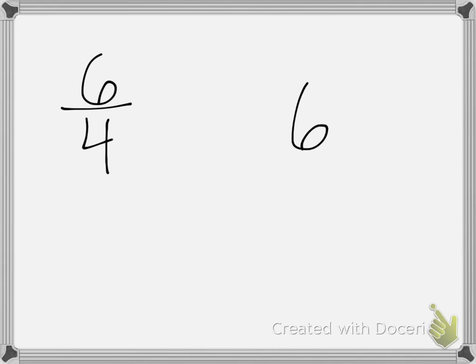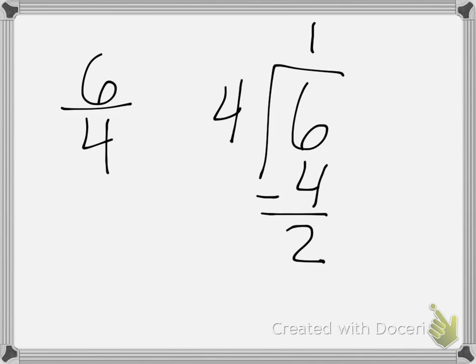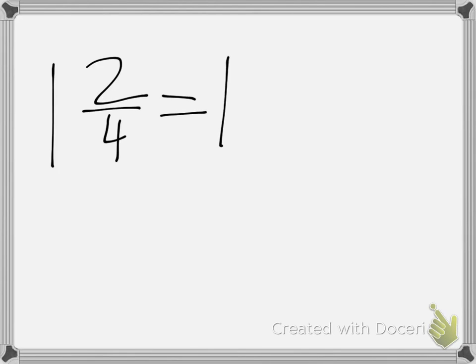6/4. You're going to divide. 6 divided by 4. 4 goes into 6 one time. 6 minus 4 is 2. So we're going to write our number as 1 whole and 2/4. And 2/4 can be simplified. 1 and 2/4 will equal 1 1/2. And that is multiplying a fraction times a whole number.